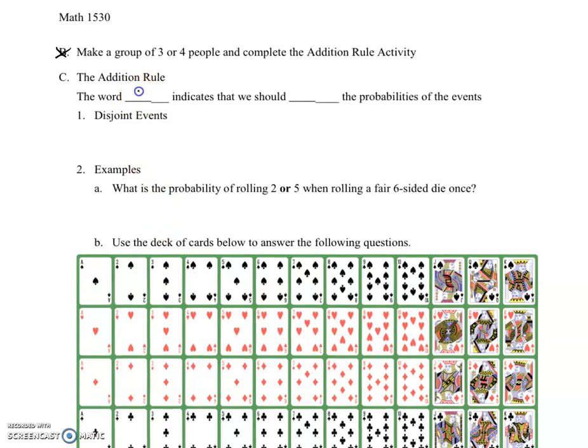So the word or indicates that we should add the probabilities of events. So if we have two disjoint events, remember those are the ones with no outcomes in common, the rule is that P of E or F is the probability of E plus the probability of F.